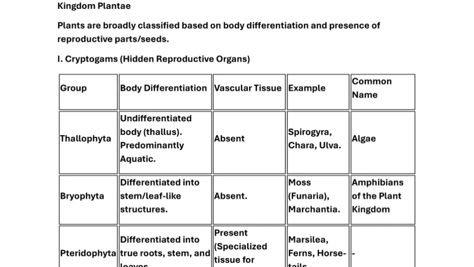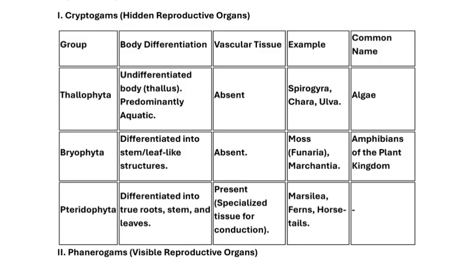Plants are broadly classified based on body differentiation and presence of reproductive parts and seeds. One: Cryptogams, with hidden reproductive organs. Thallophyta have an undifferentiated body, the thallus, and are predominantly aquatic. Bryophyta: body differentiation into stem and leaf-like structures, vascular tissue absent. Examples: Spirogyra, Chara, Ulva are algae. Moss, Funaria, Marchantia. Bryophytes are the amphibians of the plant kingdom. Pteridophyta: differentiated into specialized true roots, stem, and leaves, with tissue for conduction.